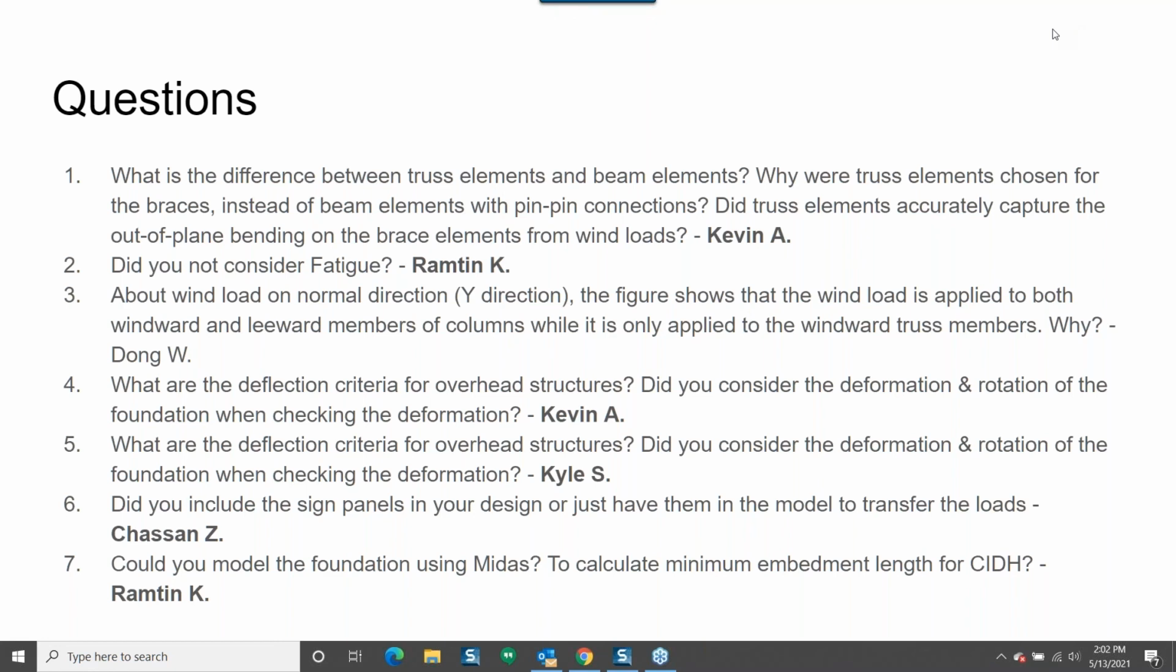Joseph of braces. Yes, the short answer for the first question is yes. The truss element captures accurately the out-of-plane bending on the brace elements. That is the reason why it was chosen.